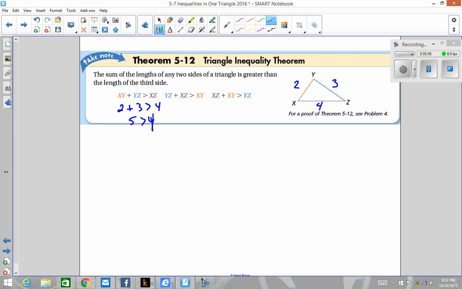I gotta check that 3 plus 4 is greater than 2. That's 7 is greater than 2. That checks. And then XZ, which is 4, plus XY, which is 2, has got to be greater than 3. And that, 6 is greater than 3. If all these check, then we know it's a triangle. It is a triangle.